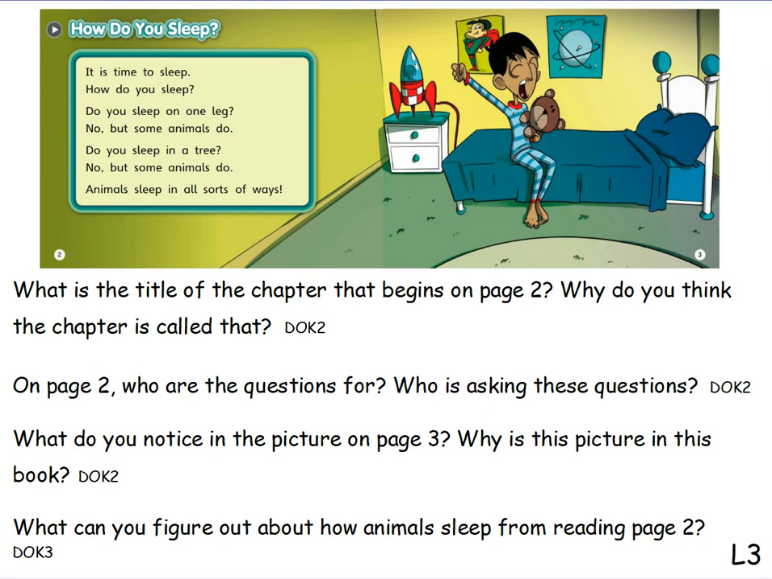Our next set of questions says, what do you notice in the picture on page 3? So now I need to come over to page 3. What do you notice about this picture? Do you see the boy in the picture? Where is the boy at in this picture? What does the boy have on in this picture? What do you think the boy is doing in this picture?